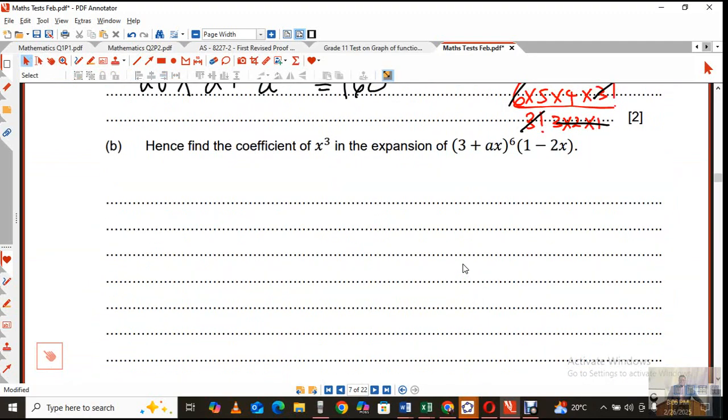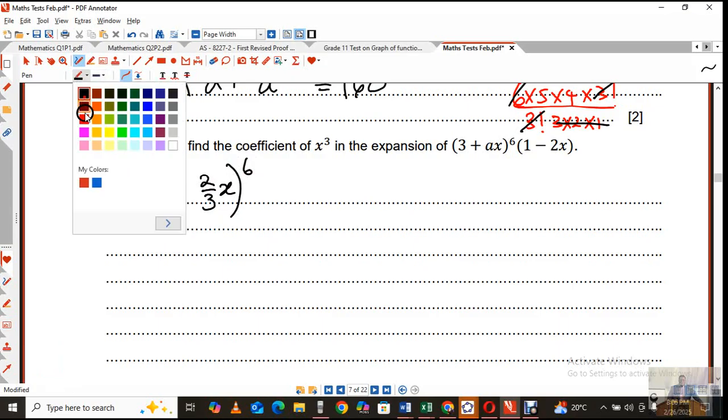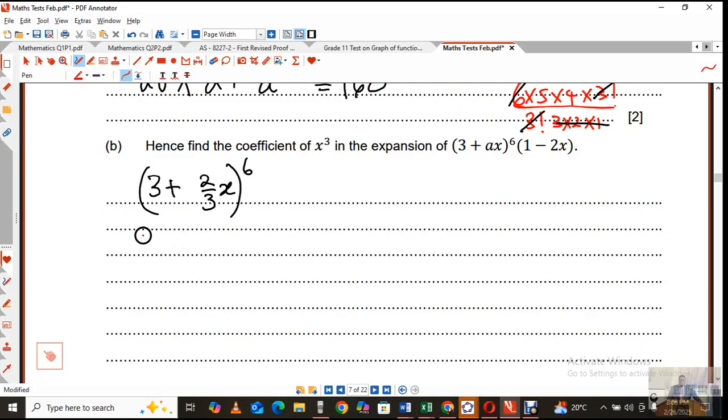Now they are saying, hence find the coefficient of x cubed in that expansion. So let me take this first binomial here, the 3 plus, remember, our A is 2 over 3 now, x. We're going to raise that to power 6. So let me use the general formula or the general term, where if I want to find the first term, the first term here would be 6 choose 0, okay, right?